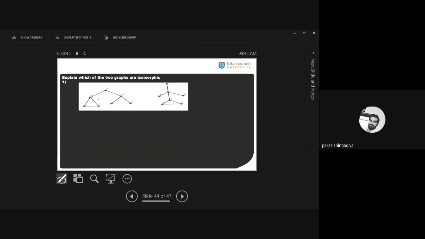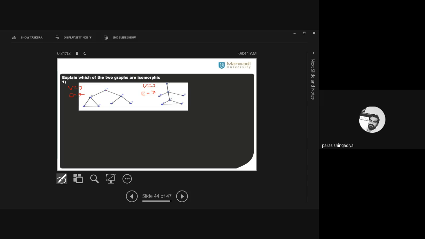Okay, both have 7 vertices. Now check the edges. That is 3 plus 5, 6, 7: 7 edges in the first graph. Okay, vertices are 7, edges are 7. Here vertices are 7 and edges are 3, 4, 5, 6, 7. Both have the same number of vertices and the same number of edges. Clear? Now we'll check the one-to-one correspondence.